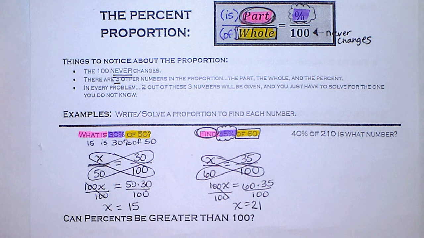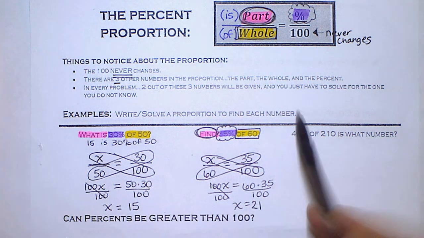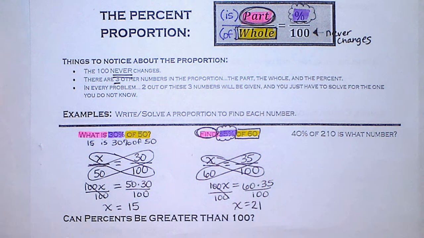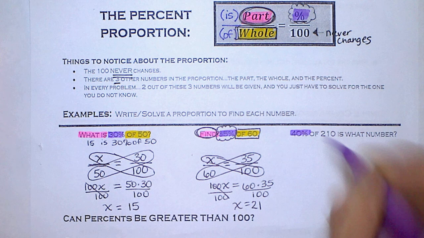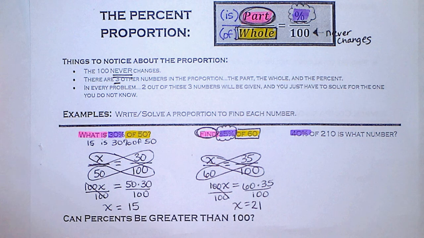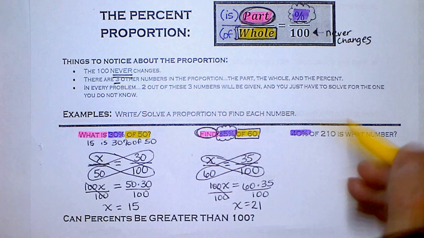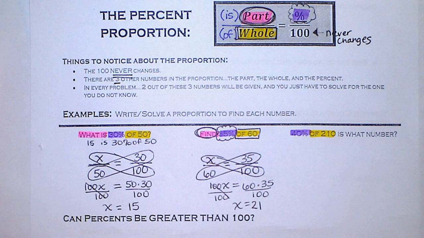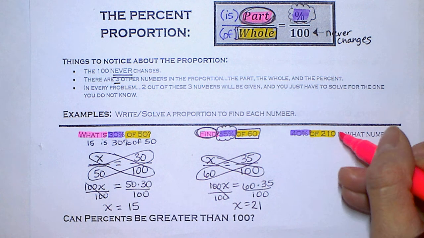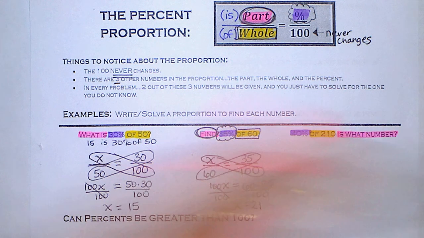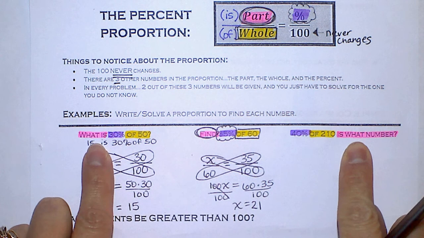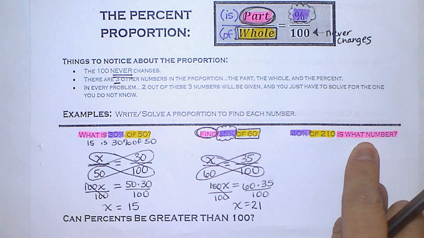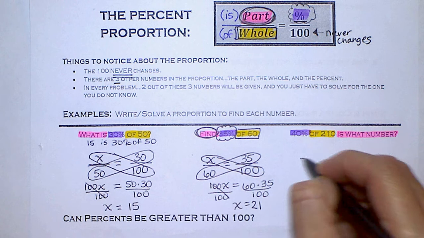For the third example on this page, again, I'm going to highlight these parts that I know. So I see 40%, so right away I highlight that purple. If not, put a cloud around it. Of 210, so of represents the whole, is what number? So is what number? This is kind of like our first example, because this says what is, and this says is what. So we're going to set up our proportion.